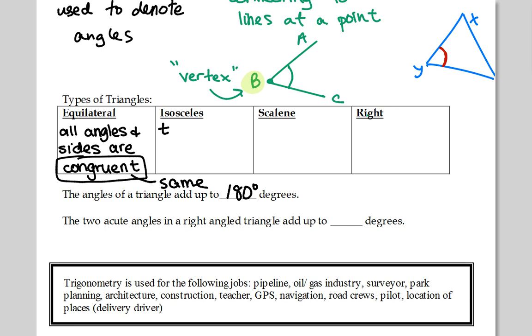What do you know about isosceles? Two sides the same. And if two sides are the same, what does that mean for the angles? Two angles are the same. And then scalene is like any random triangle. All different.